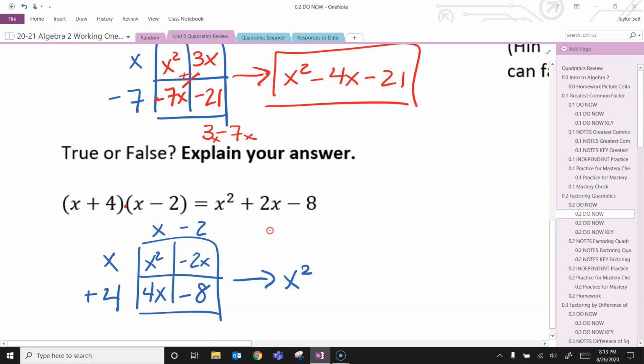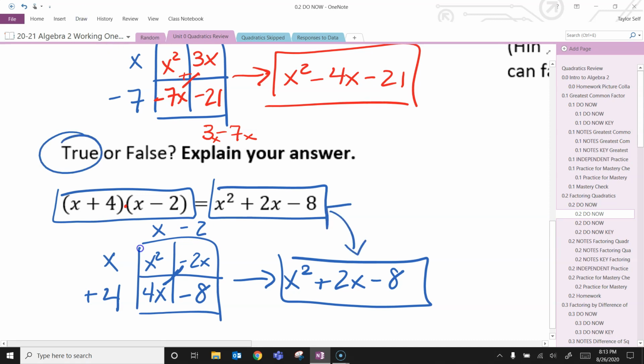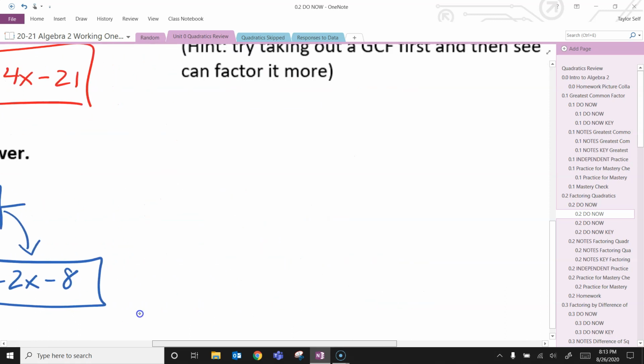That gives us x squared. If we combine these, it's 4 minus 2 plus 2x minus 8. Check it out. We multiplied these, and we got this, which is the same thing. So, true. These are the same. All three, same thing.